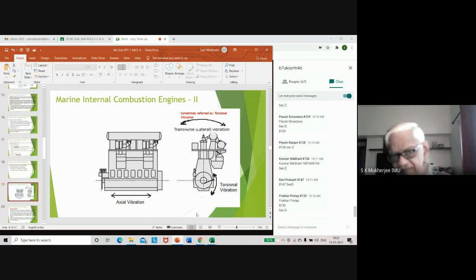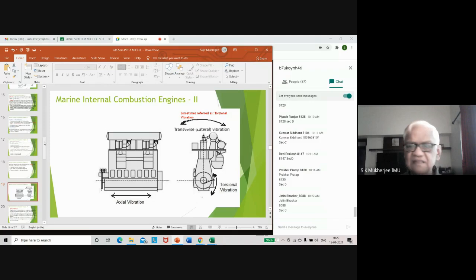Remember, axial vibration, torsional vibration, and transverse or sideways vibration. These are the three vibrations that we need to deal with within this subject.